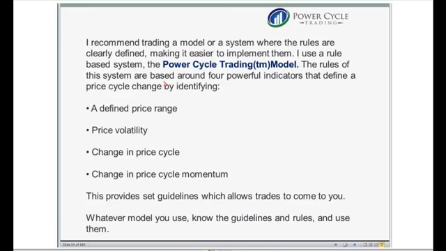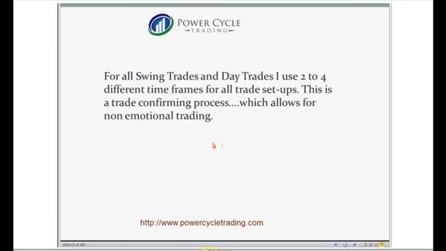The rules of this system are based around 4 powerful indicators that define a price cycle change, and it does this by identifying a defined price range, price volatility, change in price cycle, and change in price cycle momentum. This provides you a set of guidelines which allows your trades to come to you. So whatever model you decide to use, know the guidelines and rules and make sure you stick to them and use them. Be disciplined about it.